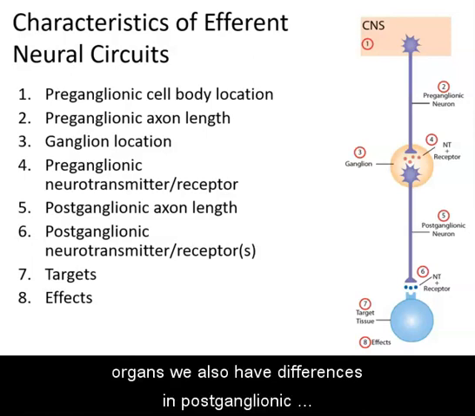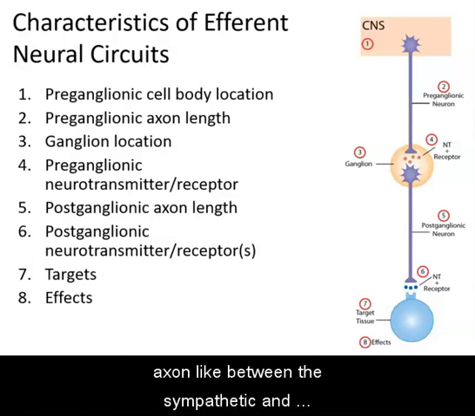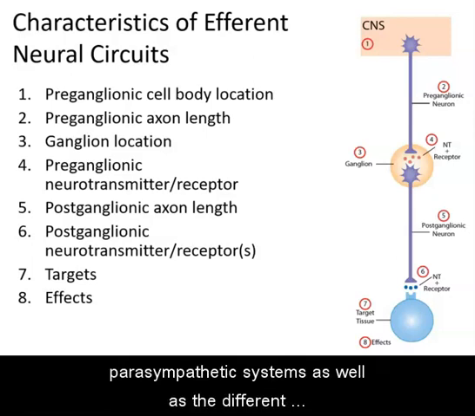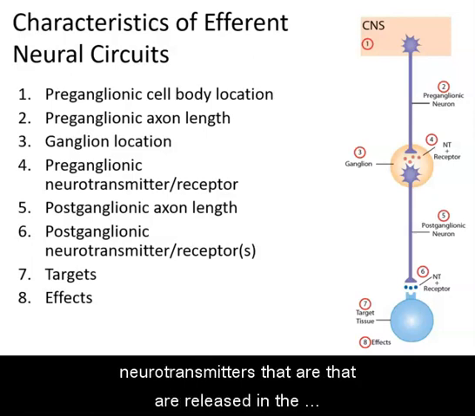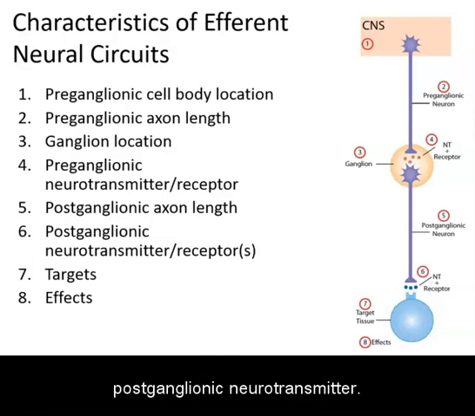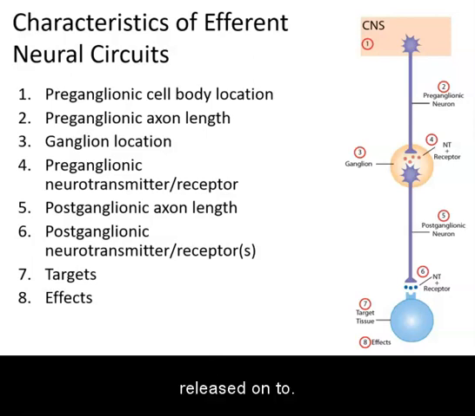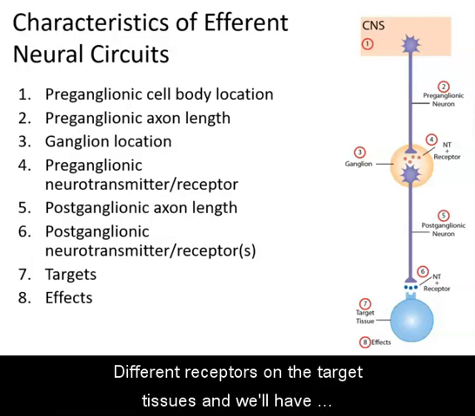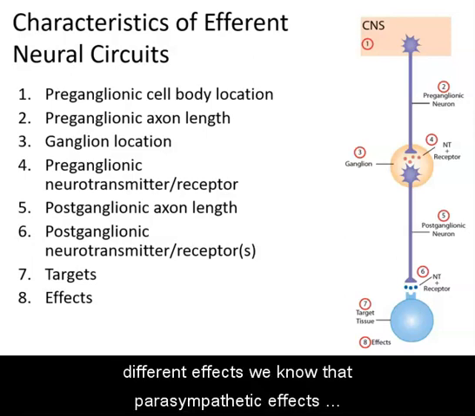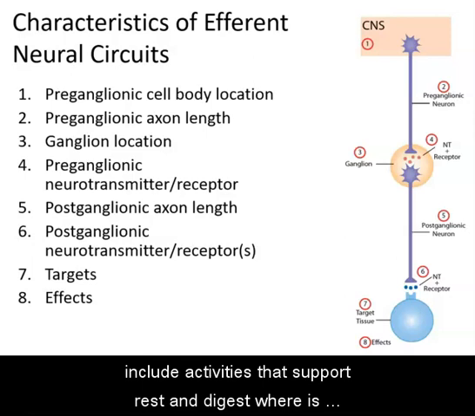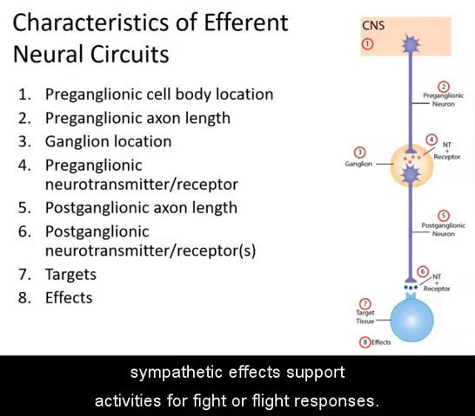We also have differences in postganglionic axon length between the sympathetic and parasympathetic systems, as well as the different neurotransmitters released by the postganglionic neurons. The postganglionic neurotransmitter will be released onto different receptors on the target tissues and will have different effects. Parasympathetic effects include activities that support rest and digest, whereas sympathetic effects support activities for fight or flight responses.